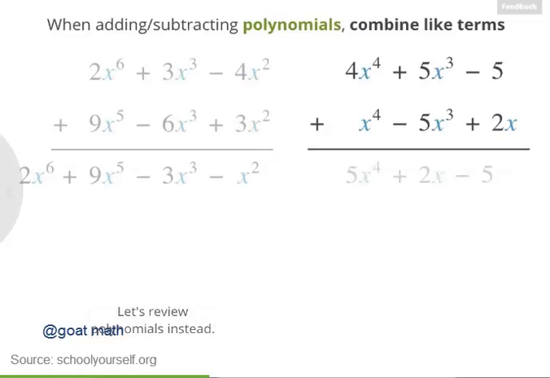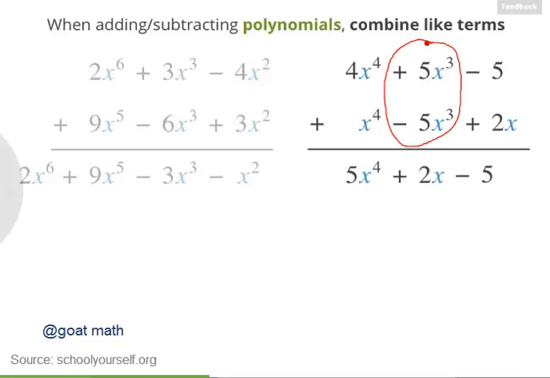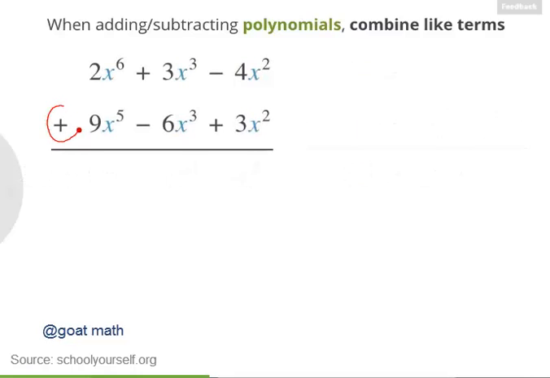Nicely done. So these add up to 5x to the 4th plus 2x minus 5. Notice that adding 5x cubed and subtracting 5x cubed cancel out. Next, instead of adding these two polynomials, let's see what happens if you subtract them. So if we're taking this entire polynomial and subtracting this entire polynomial, then we should put parentheses around the second polynomial. Otherwise, order of operations would mess this all up.